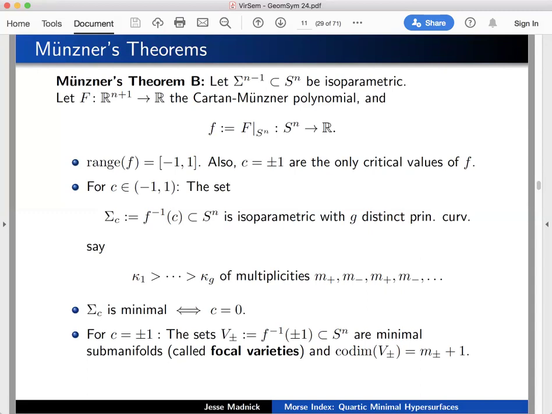And what are the codimensions of those minimal submanifolds, you ask? In fact, the codimension of V plus is m plus plus 1. So the multiplicity of the first principal curvature plus 1. And similarly for V minus. So this is an extremely beautiful picture. Oh, and one last fact I forgot. There's a geometric interpretation of this function little f, the restriction of the polynomial to the n sphere. It turns out that it's equal to cosine of g times the distance to V plus. Okay, so in particular, the distance between V plus and V minus is pi over g. And again, g can only be 1, 2, 3, 4, or 6.